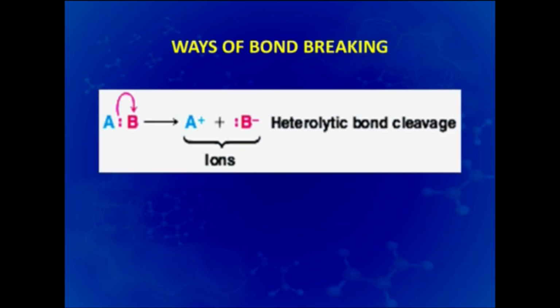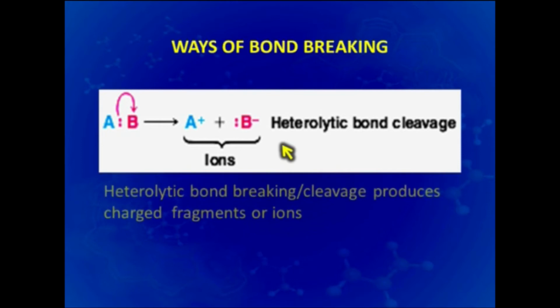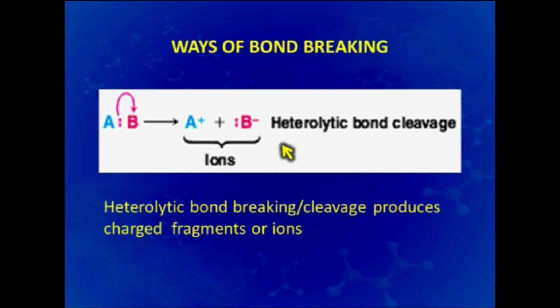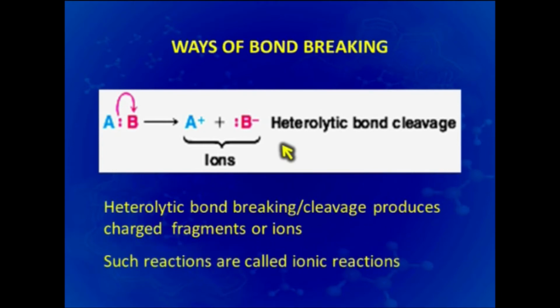This can be depicted in a different manner, like a reaction between A and B, wherein this particular pair moves on to B and we get A plus and B minus. As a result of heterolytic bond cleavage, this A plus and B minus lead to ions. So, we can say that heterolytic bond breaking or heterolytic bond cleavage produces charged fragments or ions, and such reactions are called ionic reactions because they produce ions.